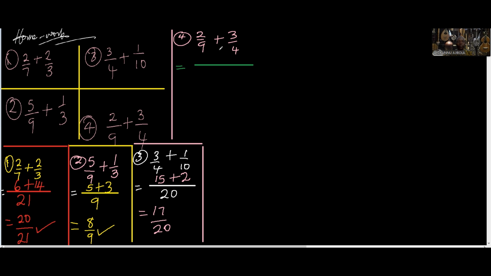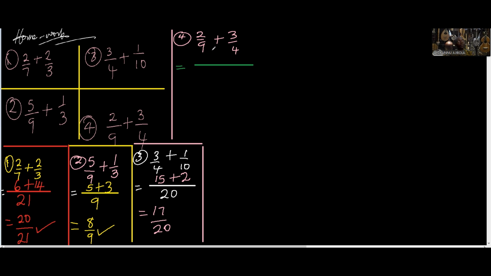Are they the same? No. Are the denominators the same? No. The bigger one, is it a multiple of the smaller one? No. So what's the next multiple of the bigger one? That's 18. 18 is not a multiple of 4.